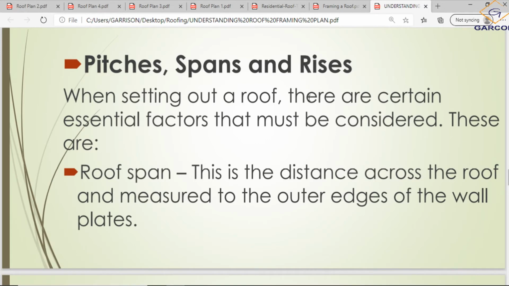When setting out a roof, there are certain essential factors that must be considered. These are roof span. This is the distance across the roof, measured to the outer edges of the wall plates. So you measure from the end of the outside roof, the wall plate, the board we put on top of the wall, to the end of the next board on the next side.